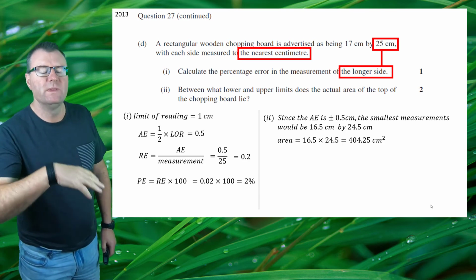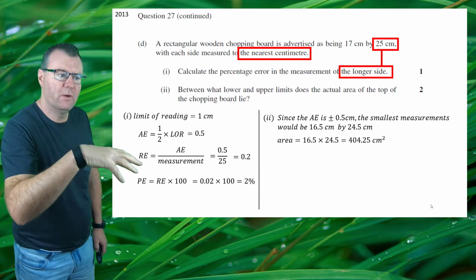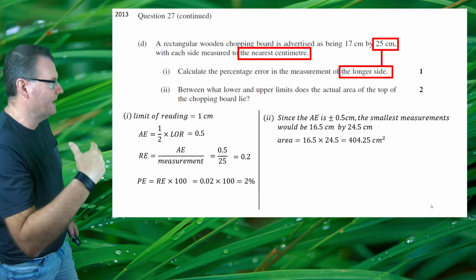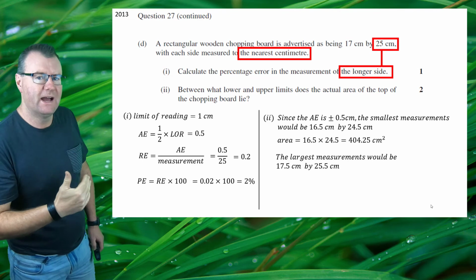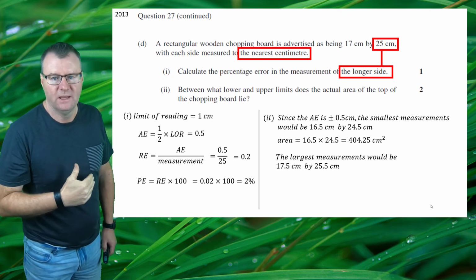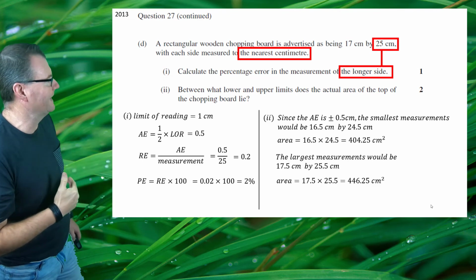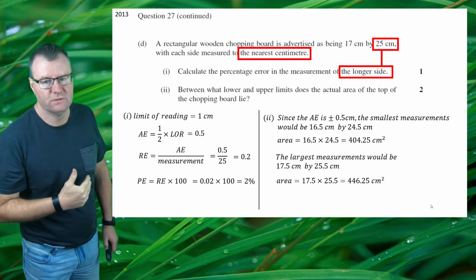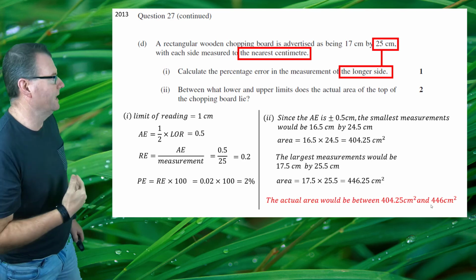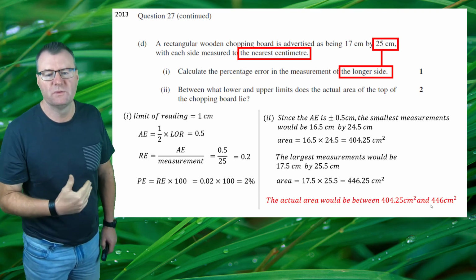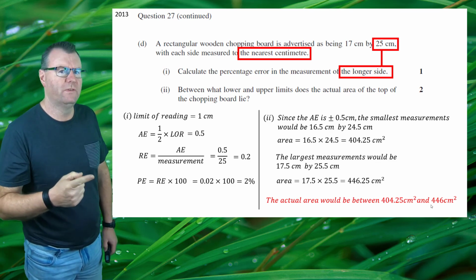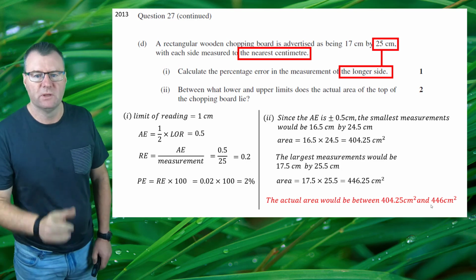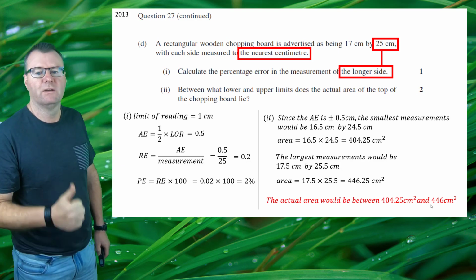Let's do the same now, but with the upper limits. So if both measurements had their absolute error added, the largest my measurements could be would be 17.5 and 25.5. And if I multiply those together, I get an area of 446.25. So in other words, the actual area of that board would be somewhere between 404.25 and 446.25, which I didn't write on there. Sorry about that, but you guys know what I'm trying to say. All right, great. Well done.